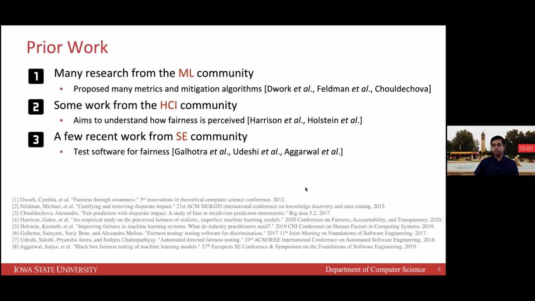In recent years, a number of studies have been conducted in this area. Mainly 3 different communities looked at this problem very closely. The first is the machine learning community. They proposed the theory and metrics to measure algorithmic fairness. Also, a few bias mitigation algorithms have been developed. Secondly, based on surveys and interviews, the human-computer interaction community studied the ethical aspects and how fairness is perceived by the community. And third, the software engineering community has mainly focused on fairness testing, especially on automated test case generation for fairness.